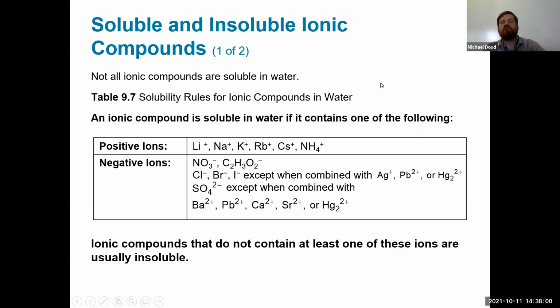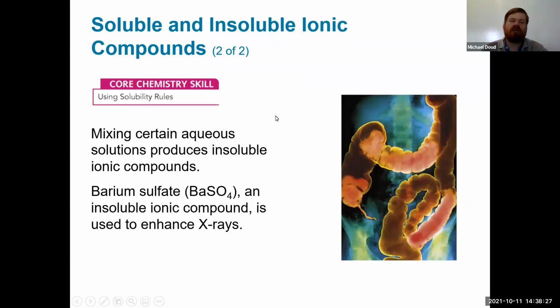Okay, now I already showed you the solubility rules earlier, basically telling you that an ionic compound will be soluble if it has one of these positive ions, or one of these negative ions, or chloride, bromide, iodide, except when it's silver, lead 2, or mercury 1. Sulfate is soluble usually, except when it's combined with barium, lead 2, calcium, strontium, or mercury 1. Ionic compounds that don't contain those are usually insoluble.